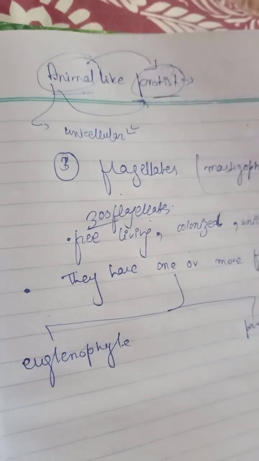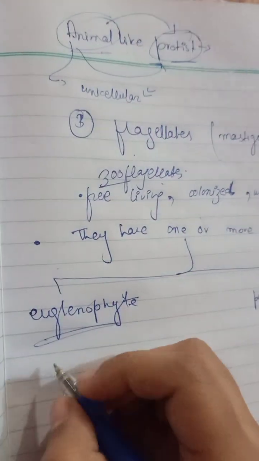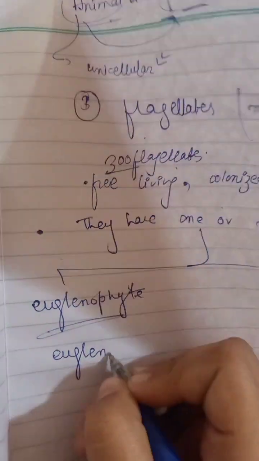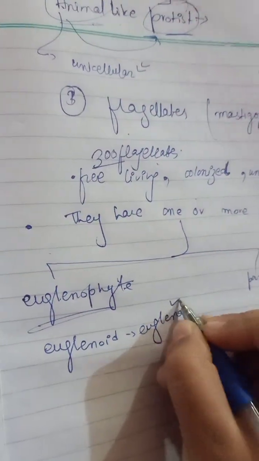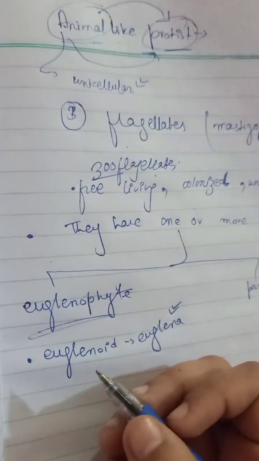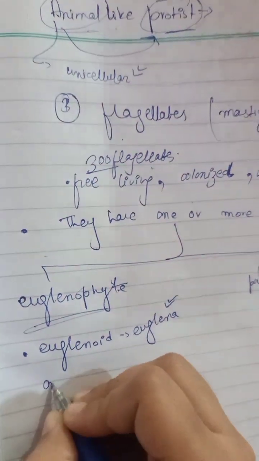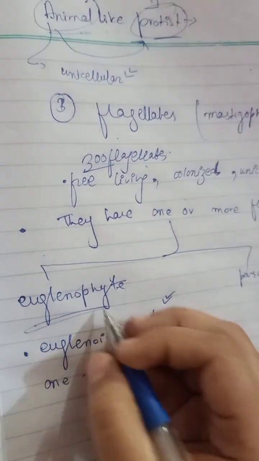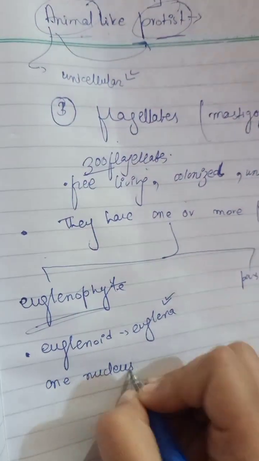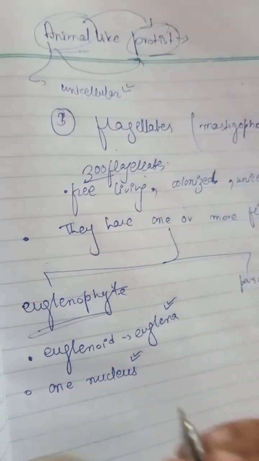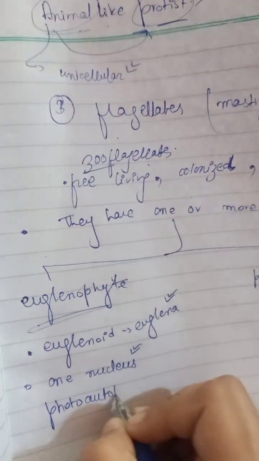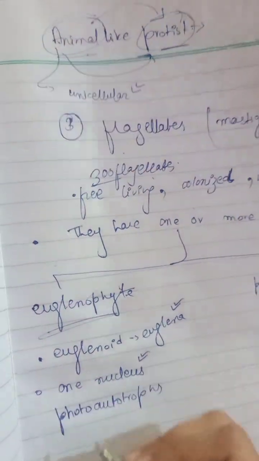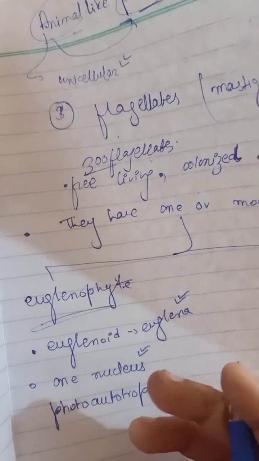So if we talk about the euglenophyte, it is a subclass. It includes the euglenoids, which means it is a group of euglena. Usually they contain only one nucleus. This is a subclass in which the animals are like euglenoids. They contain only one nucleus, and they're photoautotrophs, which means they can make their own food with the help of photosynthesis.